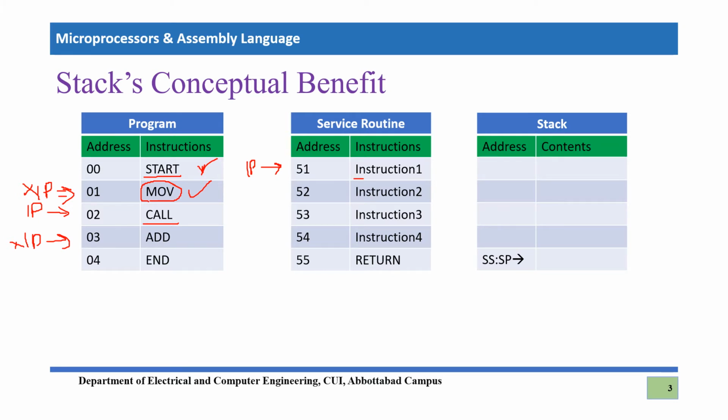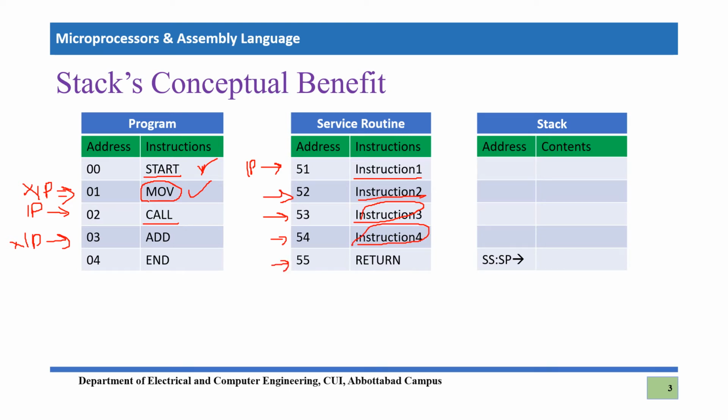When this instruction is executing, IP will point to this instruction. When this instruction is going to execute, then IP will point to this instruction. Similarly, when this instruction is going to execute, IP will point to this instruction.